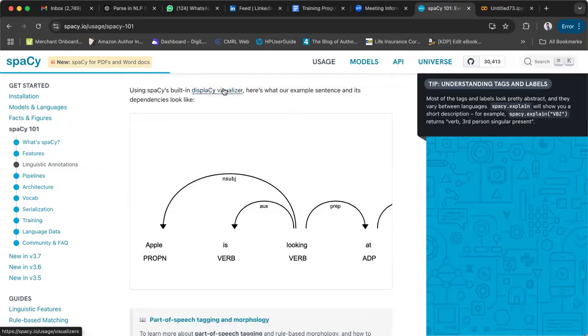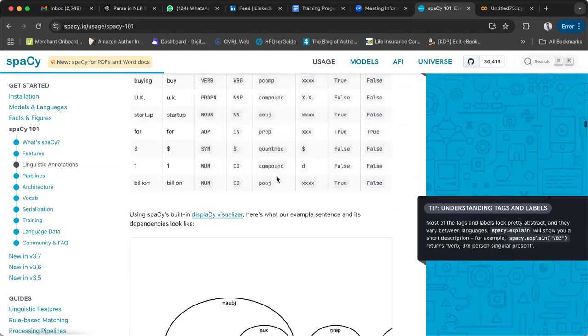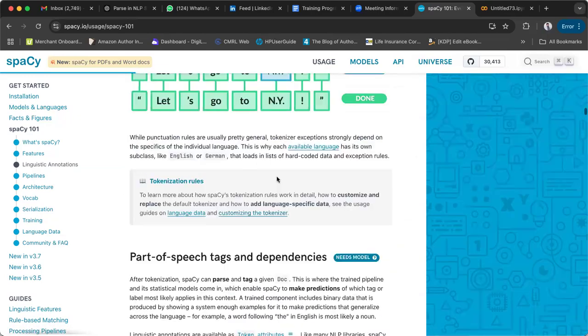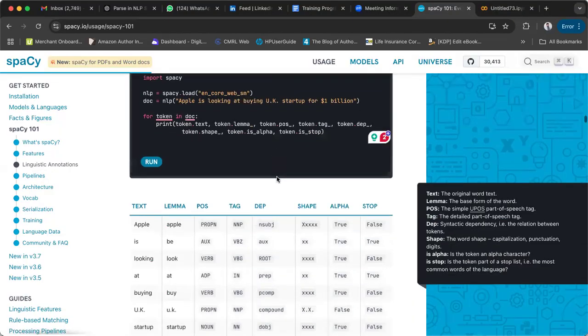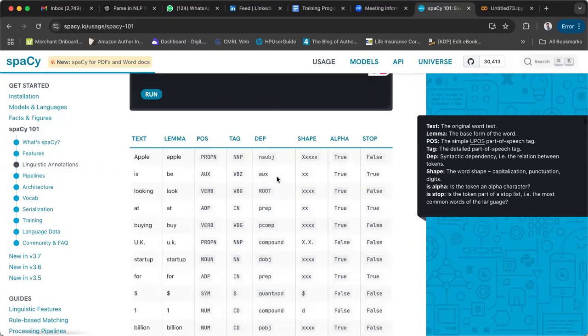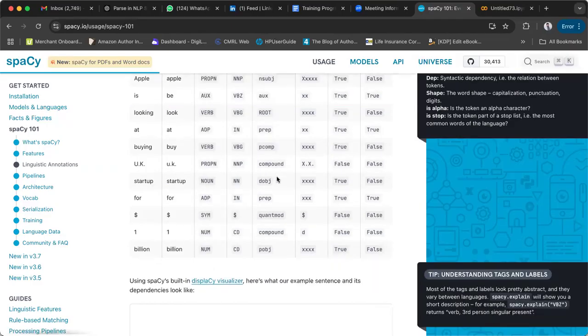So you can just see all the visualization over here, right? This is how part of speech, tags, and dependencies, the dependency parser, and everything else are working. And this is how even Gen AI products work. Gen AI text to text, because all these things are coming from the root, from natural language processing.